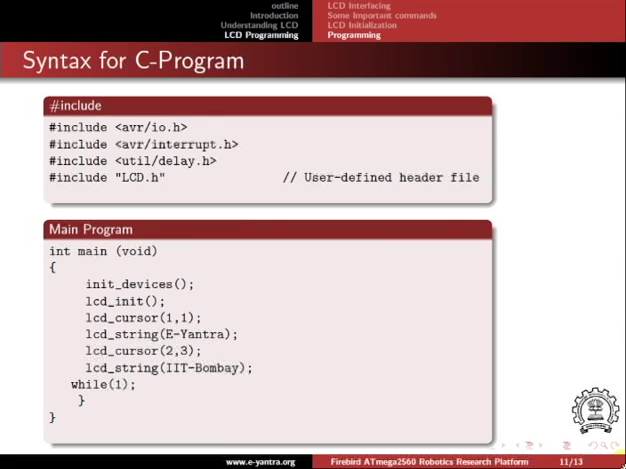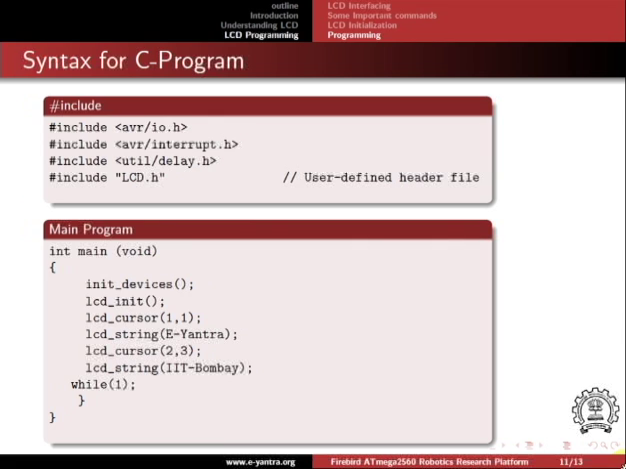This function actually contains two parameters. First is the row number and second is the column number. The function LCD_string prints the string from the location specified by the LCD_cursor function. So in this example, we are printing e-Yantra from first line, first character, and IIT Bombay from second line, third character.